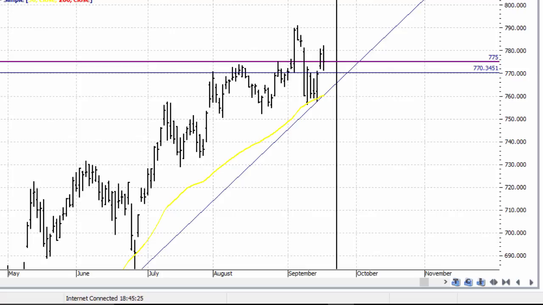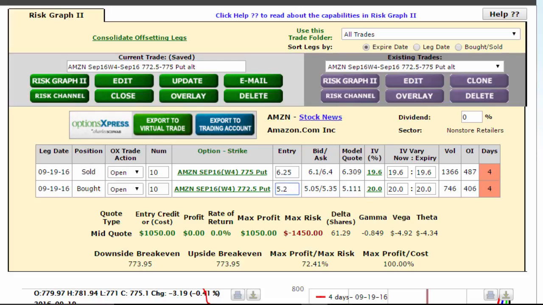Now you can see that's right at where the market closed on this particular trading day, the last trading day. The market can go a little bit lower and I'll still make a profit, or go higher and I'll still make a profit, or not move at all and I'll still make a profit. That's why I like this type of trade. Now, because I've taken in $625, my actual break-even point is 773.94. Let's just say 774. It's actually written down here. It's 774 because I've taken in a credit.